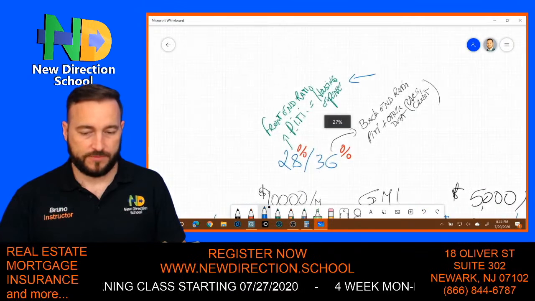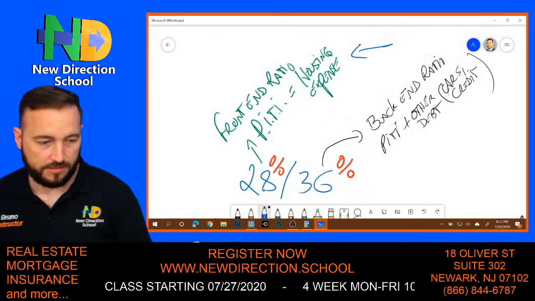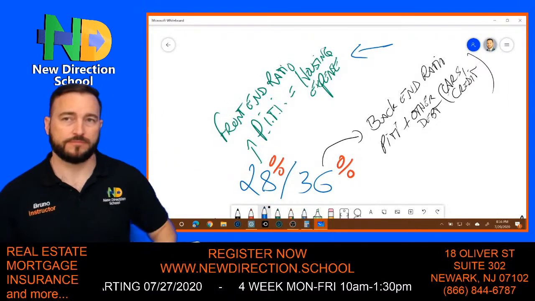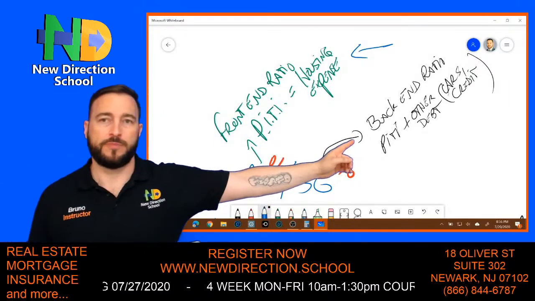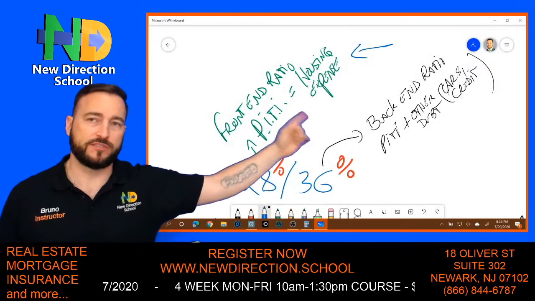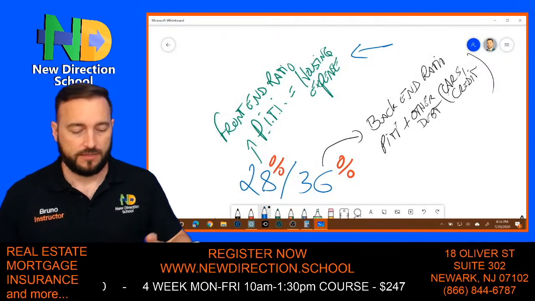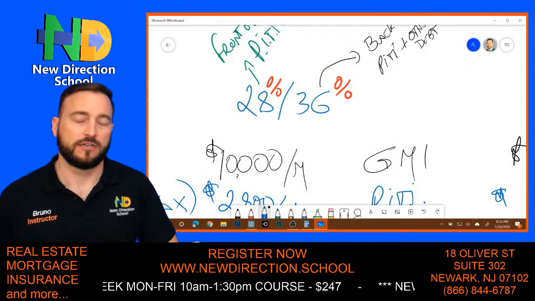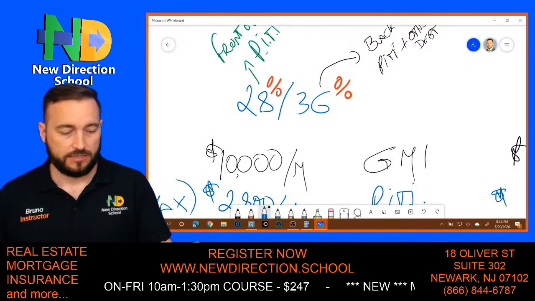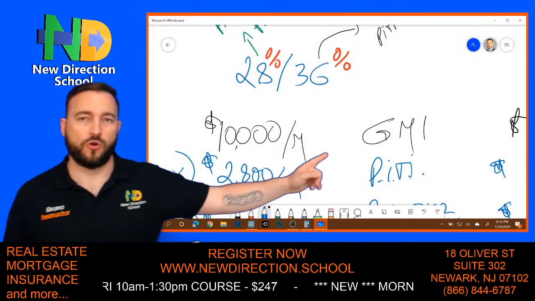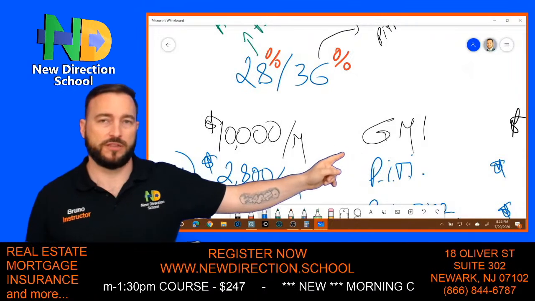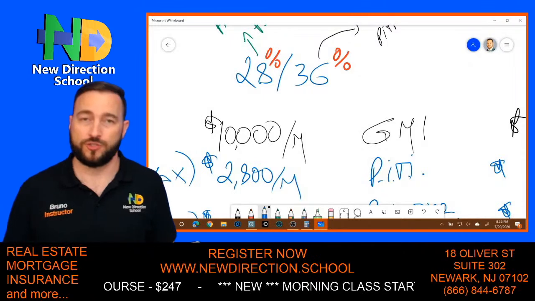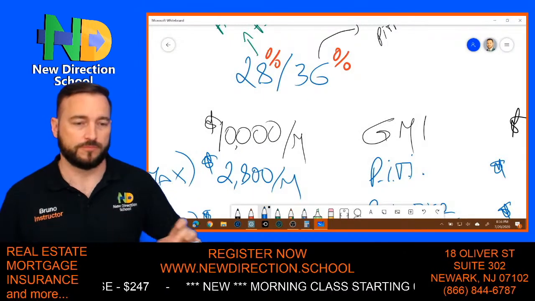So like I said, right here, there is the front-end ratio, which is housing expense, right? And there's the back-end ratio, which is housing plus all other debts. So let's translate this. 28/36 is 28% front-end, 36% back-end. So if you make $10,000 gross monthly income, GMI, gross monthly income, $10,000 per month, gross, not what you take home, is what you wish you took home, okay? So that's a gross, right?